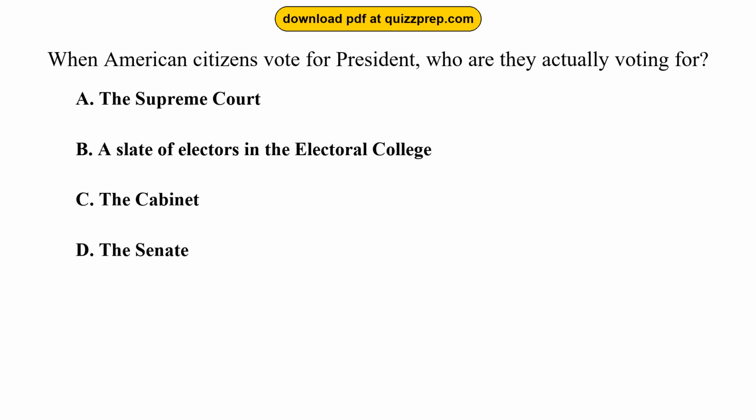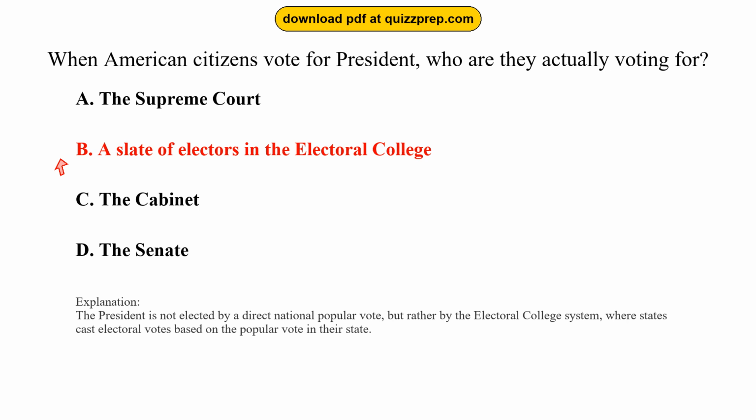Question 34. When American citizens vote for president, who are they actually voting for? Option A, the Supreme Court. Option B, a slate of electors in the Electoral College. Option C, the Cabinet. Option D, the Senate. The correct answer is option B, a slate of electors in the Electoral College. The president is not elected by a direct national popular vote, but rather by the Electoral College system, where states cast electoral votes based on the popular vote in their state.